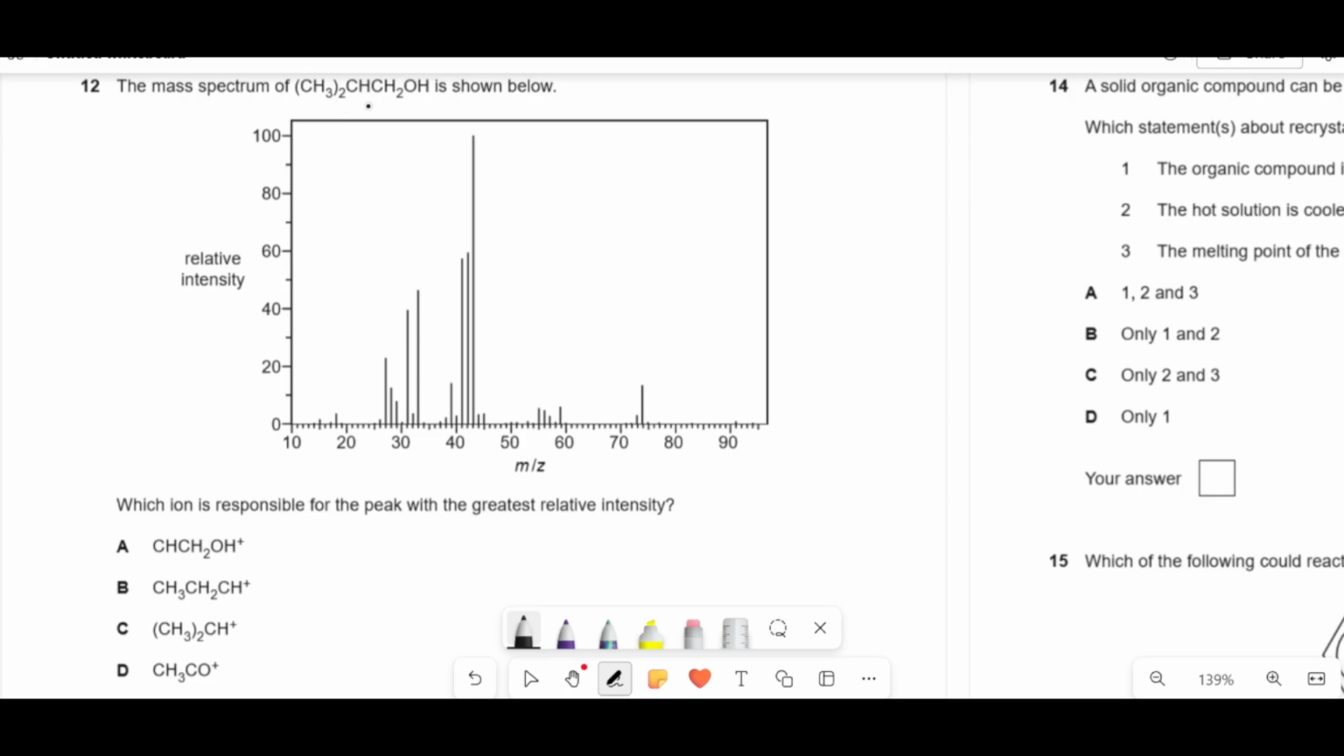So now it says, here's a mass spectrum of this thing here. Which one gives you the peak with the highest relative intensity? So if you have a look at the highest relative intensity, that gives you an MZ value of about 43, right? So we're looking for something with an MR of 43 that could have realistically broken off of this.